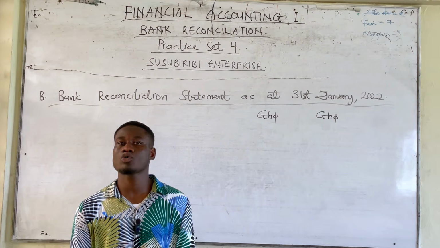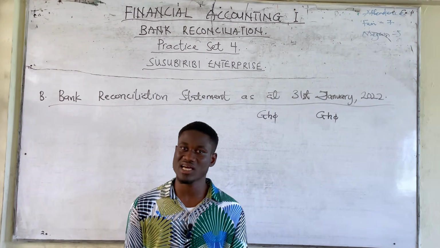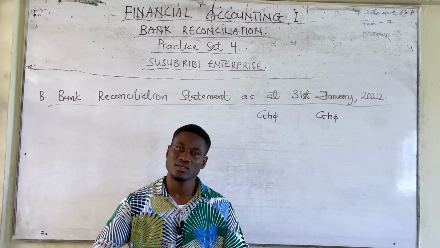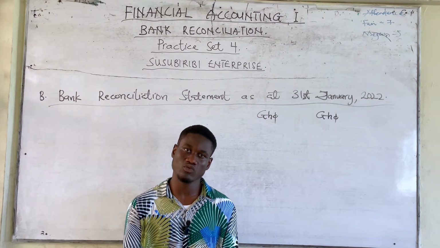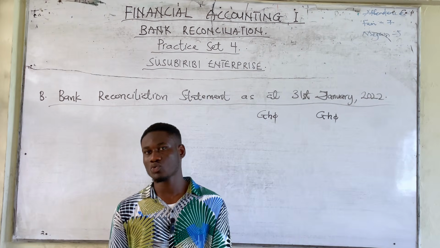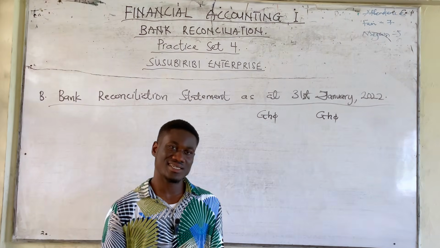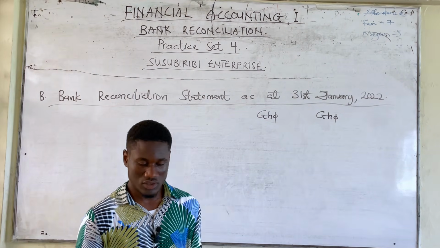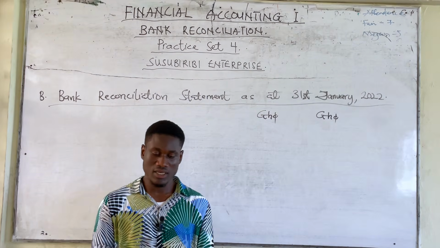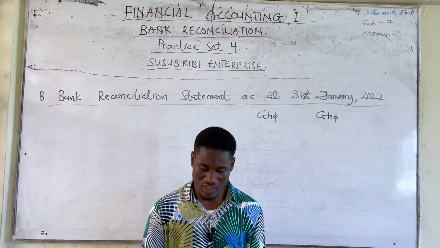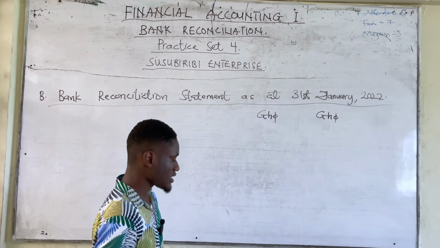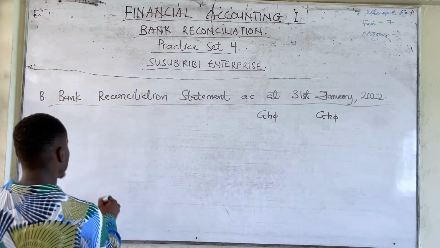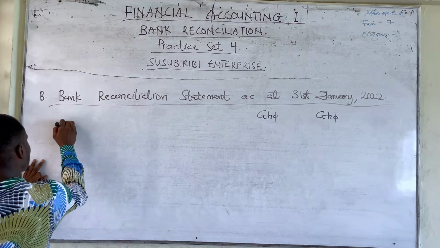Okay. Someone will also decide to start with the balance as per bank statement. The person will add uncredited checks and wrong debits, then the person will less unpresented checks and wrong credits. Okay, so we will be using the balance as per cash book, adjusted cash book. So we'll start with our balance as per adjusted cash book.